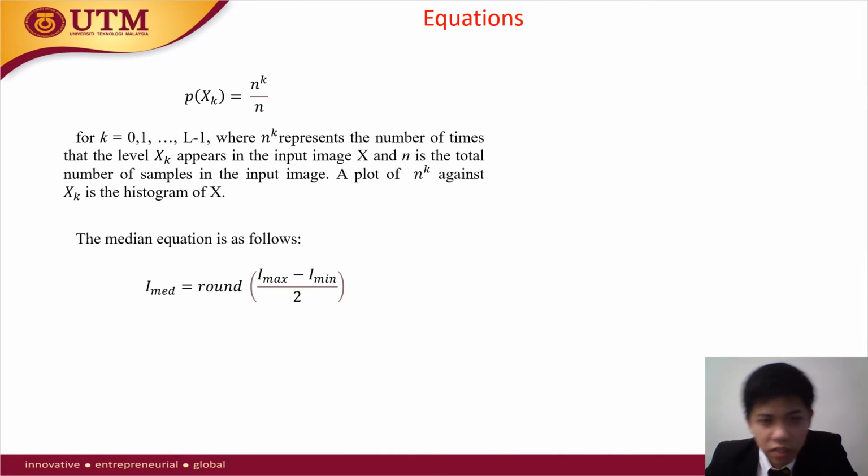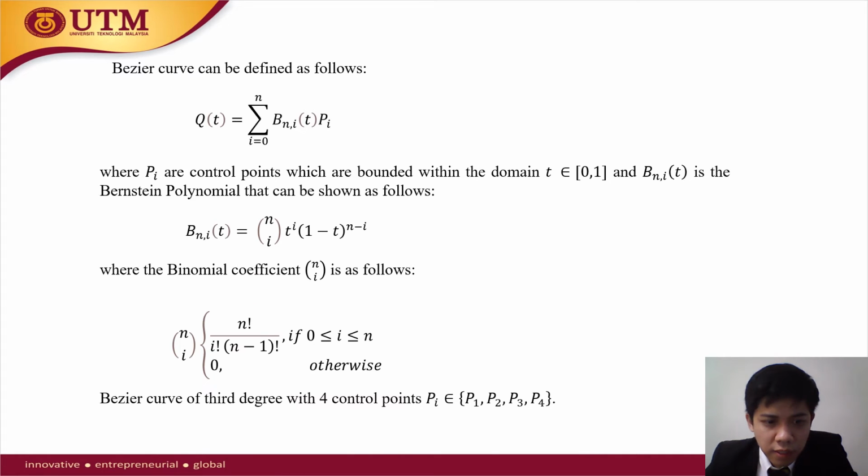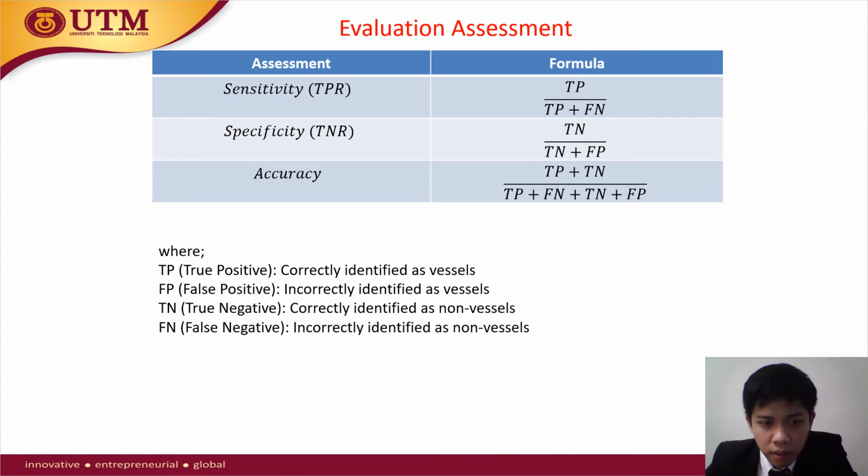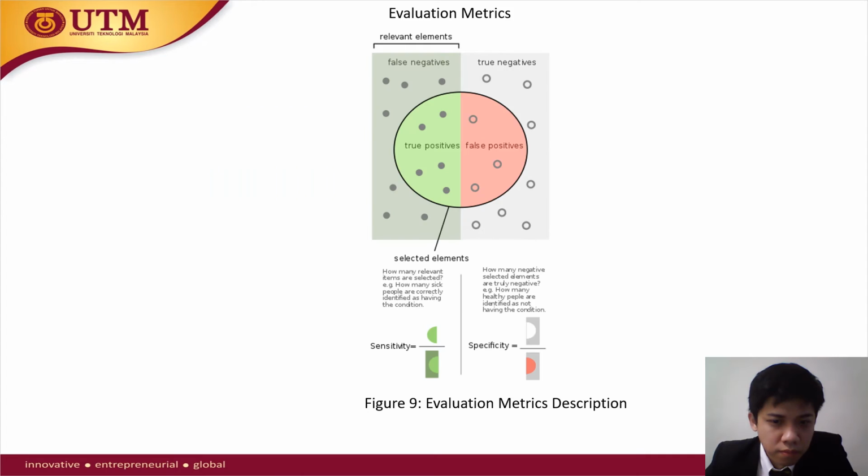This is the equation for the plot of NK against XK and the median equation. Secondly, the Bezier curve equation, where Pi are the control points. A Bezier curve of third degree should have 4 control points. At the same time, if the Bezier curve has a second degree, it should have 3 control points, etc. This is the evaluation assessment, that is sensitivity, specificity, and accuracy. This is the evaluation matrix description.